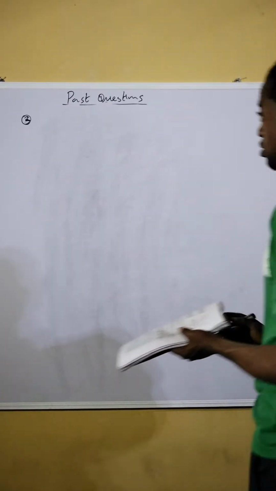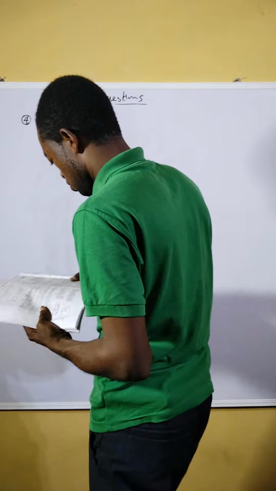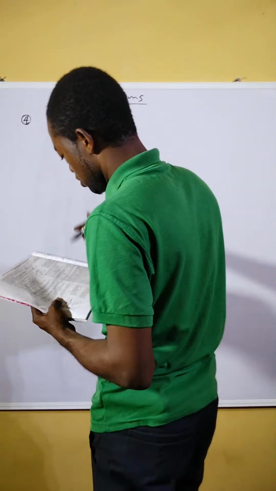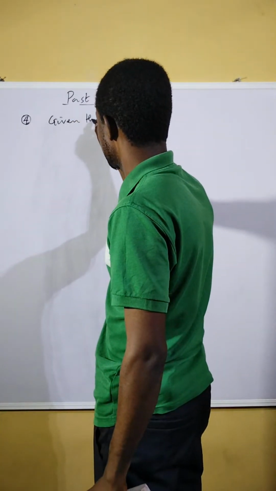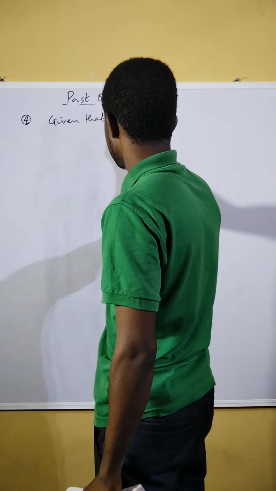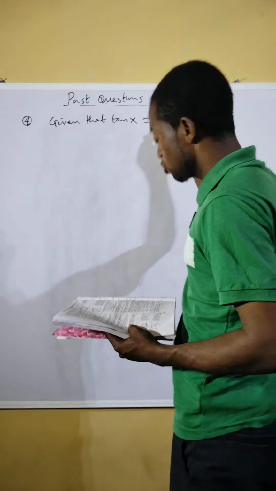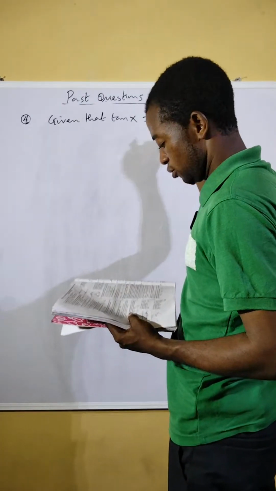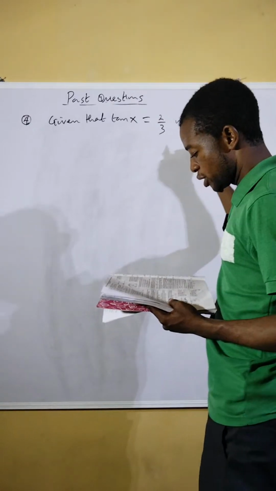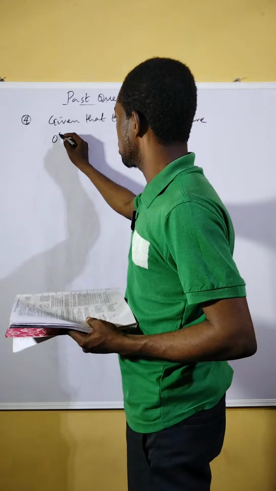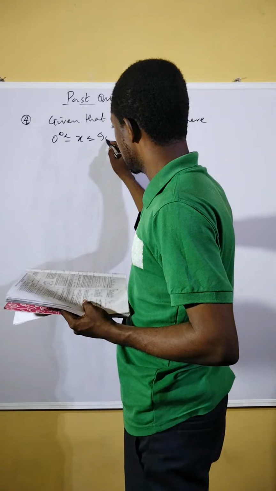Then we are solving the next question here. Let's call it number 4 now. Given that tan x is equals to 2 over 3, where x is in between 0 degrees and 90 degrees. That's 0 degrees less than or equals to x less than or equals to 90 degrees.